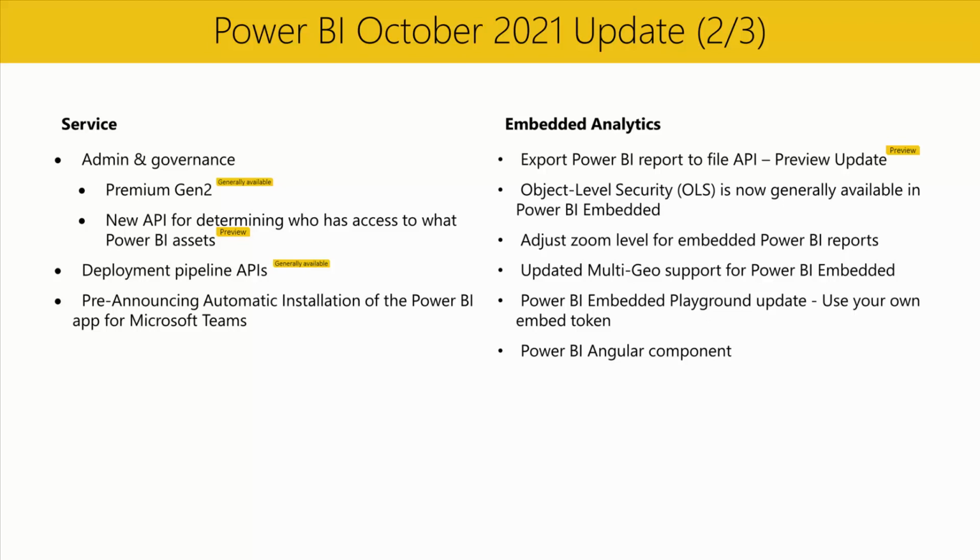We expect the Export Power BI Report to File API to become generally available by the end of November 2021. Next, aligning with the Power BI Premium and Pro, we are moving the object-level security feature from public preview to general availability in Power BI Embedded as well.